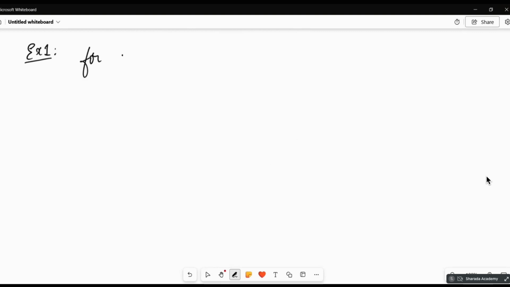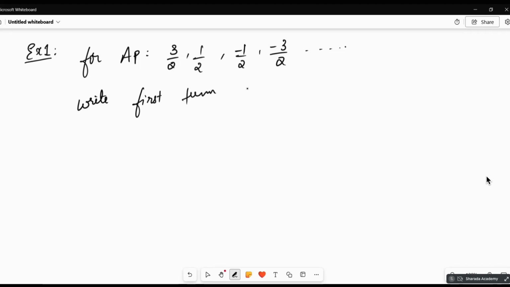For the AP 3 by 2, 1 by 2, minus 1 by 2, minus 3 by 2, and it goes on, write the first term A and the common difference D.